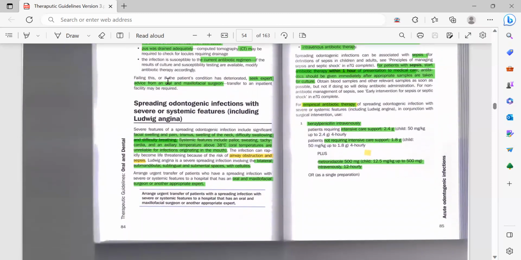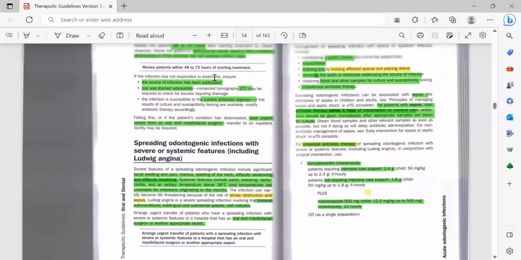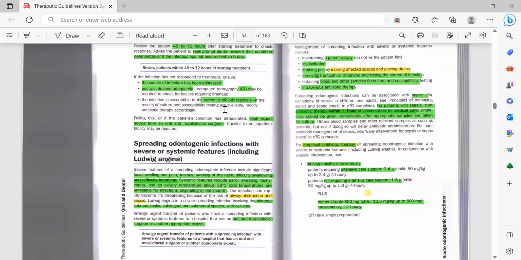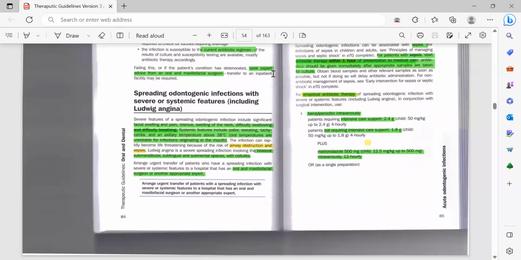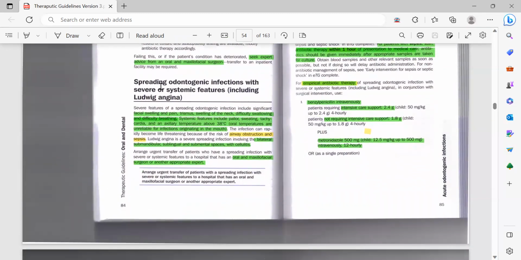Failing this, or if the patient's condition has deteriorated, even after doing these 3 steps, and your patient is not responding, then seek expert advice from an oral and maxillofacial surgeon. Transfer to an inpatient facility may be required. Inpatient would be the hospital setting.